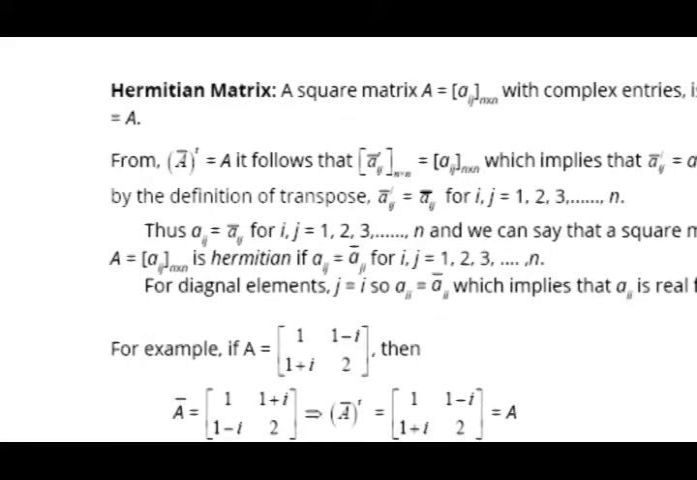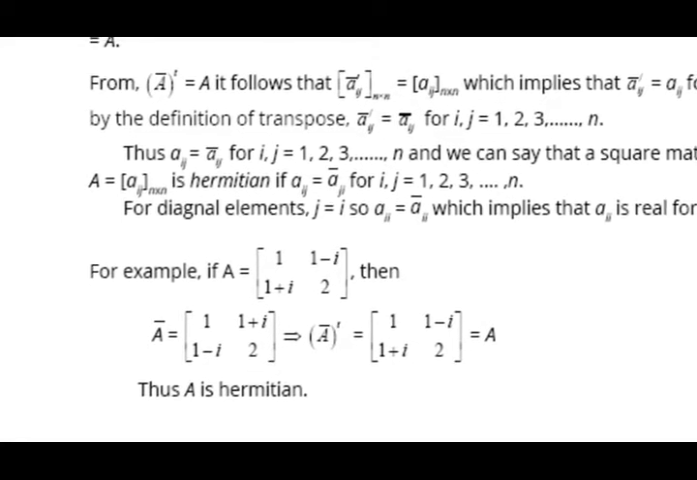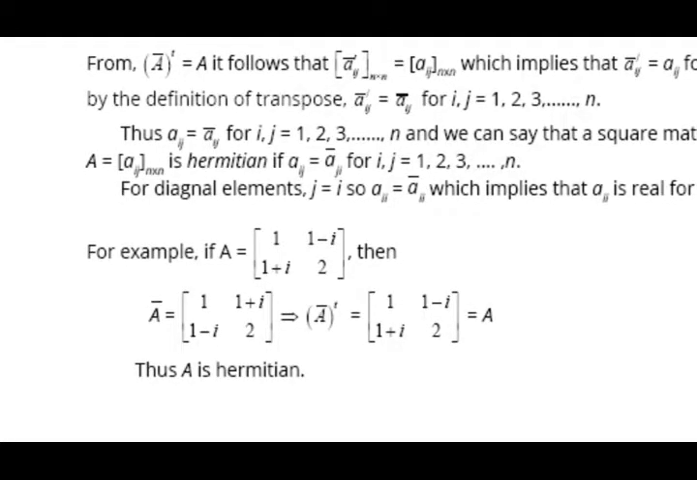Next is the Hermitian matrix. A Hermitian matrix is a matrix in which complex numbers are also involved, and we take its bar and then transpose. Bar means conjugate. When we take the bar, we change the sign of imaginary numbers, only imaginary numbers like iota. Here is an example: A, when we take the bar, minus iota becomes plus iota, and plus iota becomes minus, and then its transpose is equal to A. Therefore A is Hermitian.